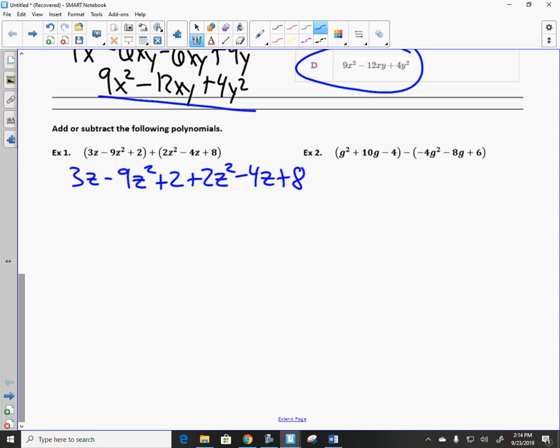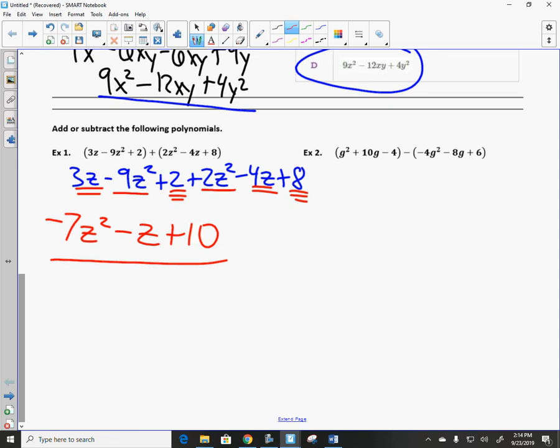So, as I glance at this, I'm going to combine the largest degrees first. Negative 9z squared and 2z squared make negative 7z squared. I have 3z and negative 4z makes negative 1z. And I have 2 and 8, which makes 10. Try to write it from largest degree to lowest degree. Addition's easy. What's different about the second one?